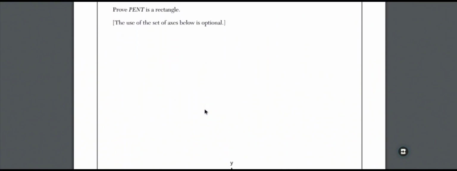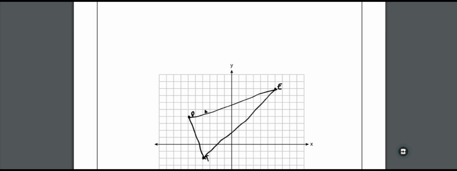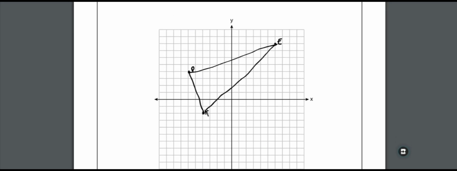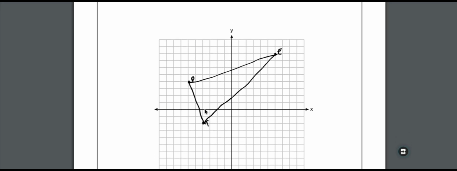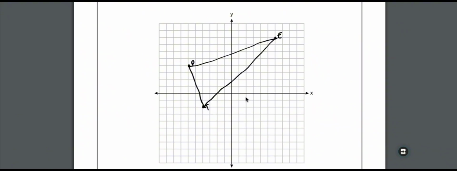Final part. Prove PENT is a rectangle. So I had my original graph. My N is now at 8, 2. So I'm going to graph my N at 8, 2. So 8. Right here. So this is my N. So now my graph looks like this. Looks like a rectangle, but I need to prove it's a rectangle.